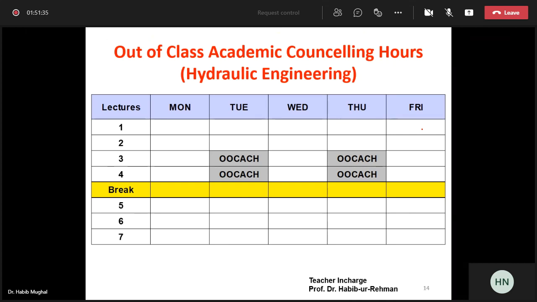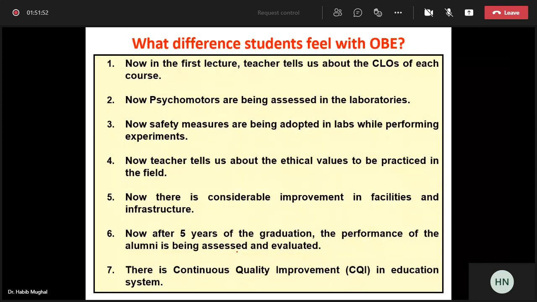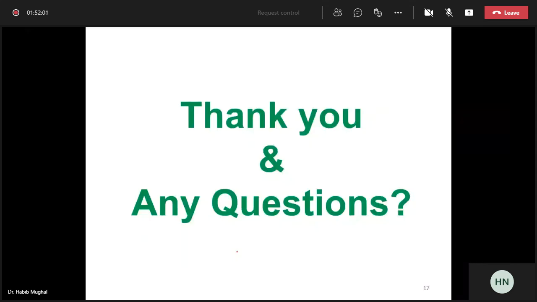These are my out-of-class academic counseling hours, so you can contact me during these hours on Tuesday and Thursday, but anyway, you are welcome at any time. You can contact me, okay? This I am skipping. You can read yourself what differences a student feels with OBE. And the CQI I am leaving because only 3 minutes are left, so I want to stop here.